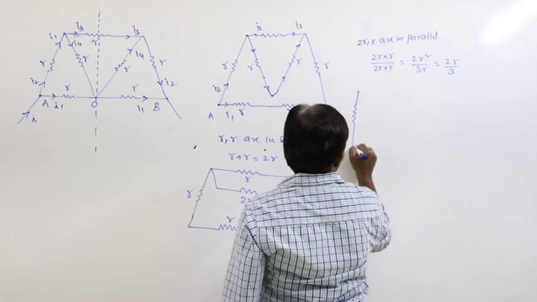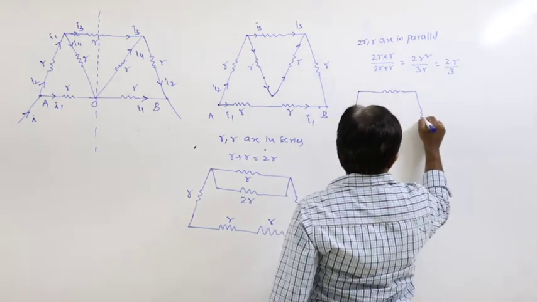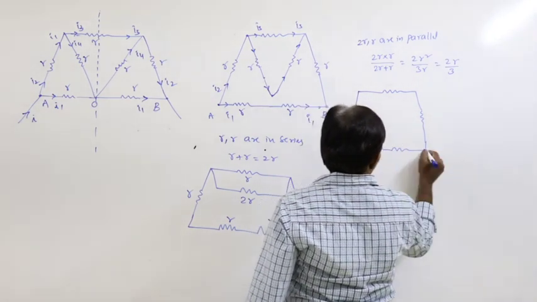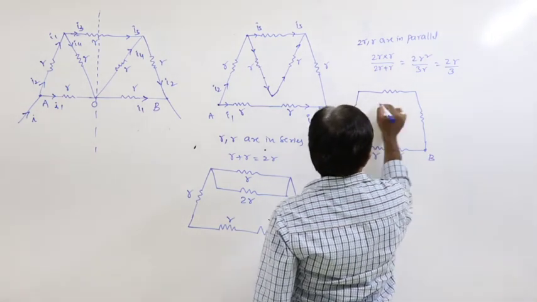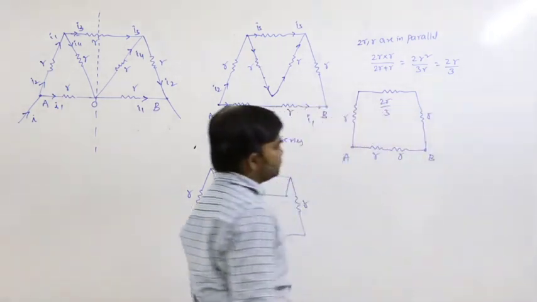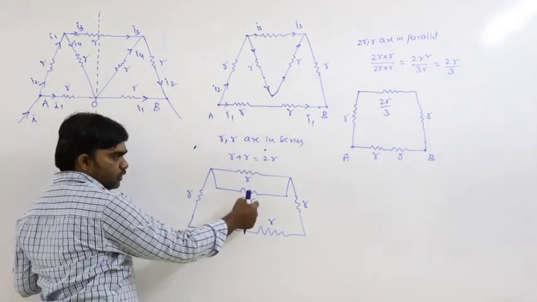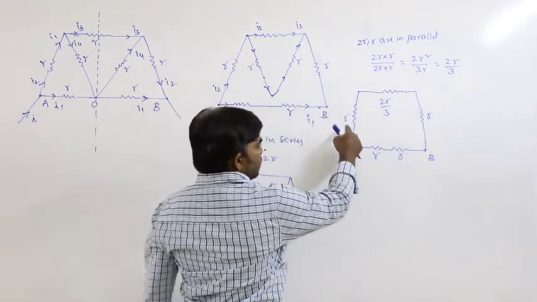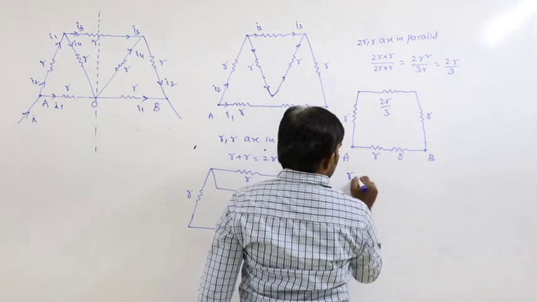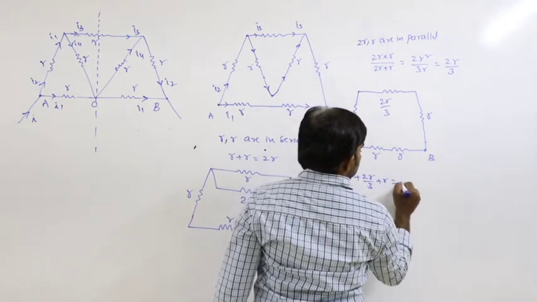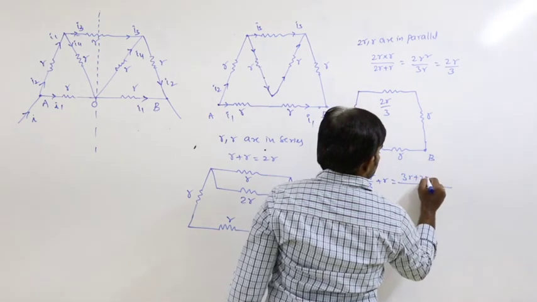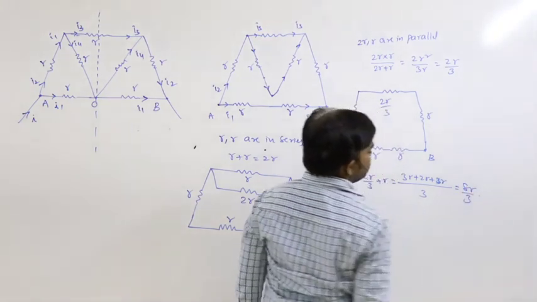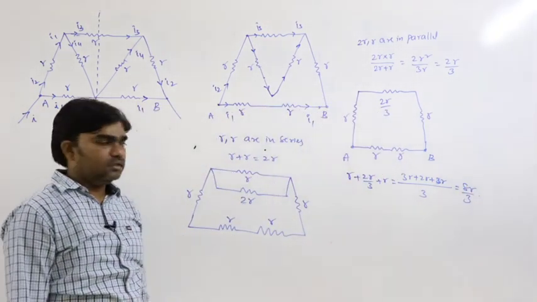Now the situation becomes, this is A and this is B, so R, 2R by 3 and R. Instead of this R and 2R, these two are in parallel, effective resistance is 2R by 3. So that is why here R, 2R by 3 and R are in series, R plus 2R by 3 plus R. So 3 is the LCM, 3R plus 2R plus again 3R. So that is 8R by 3.